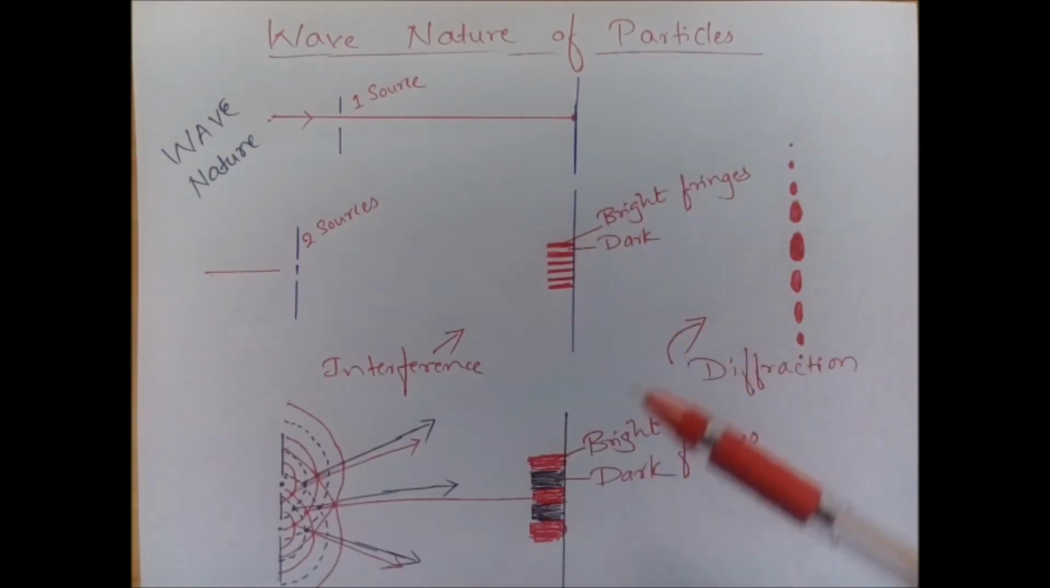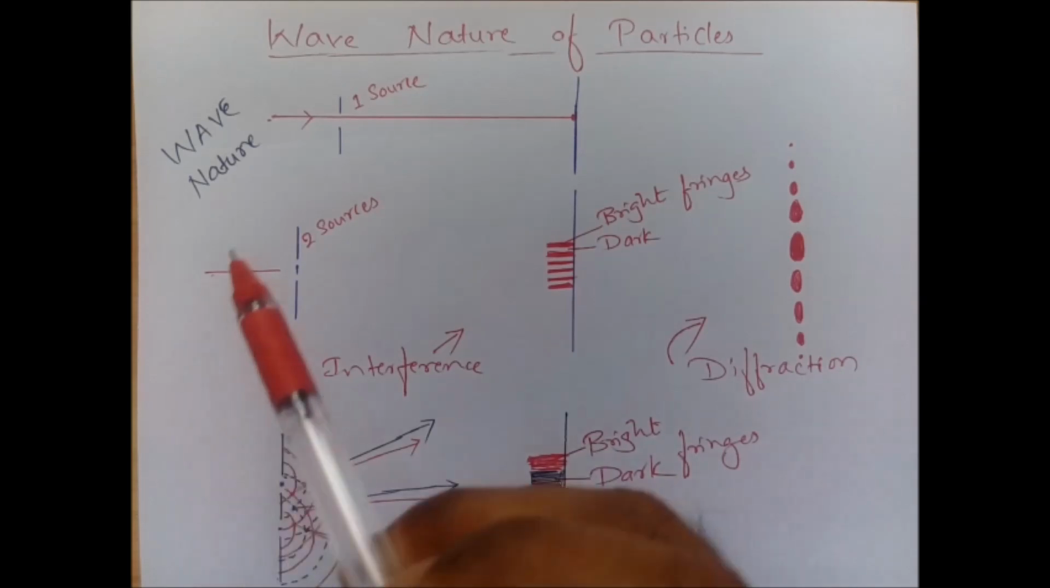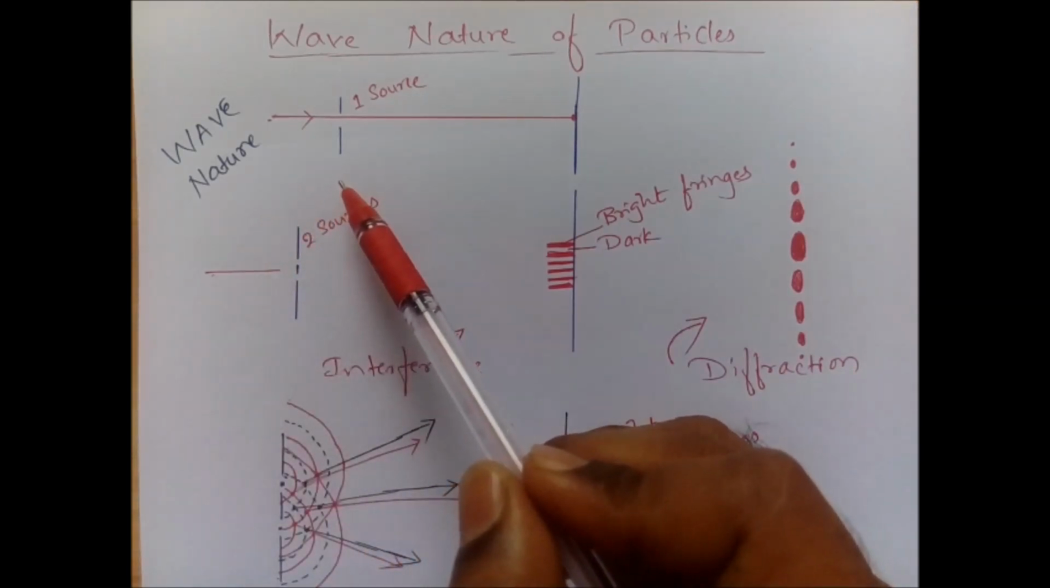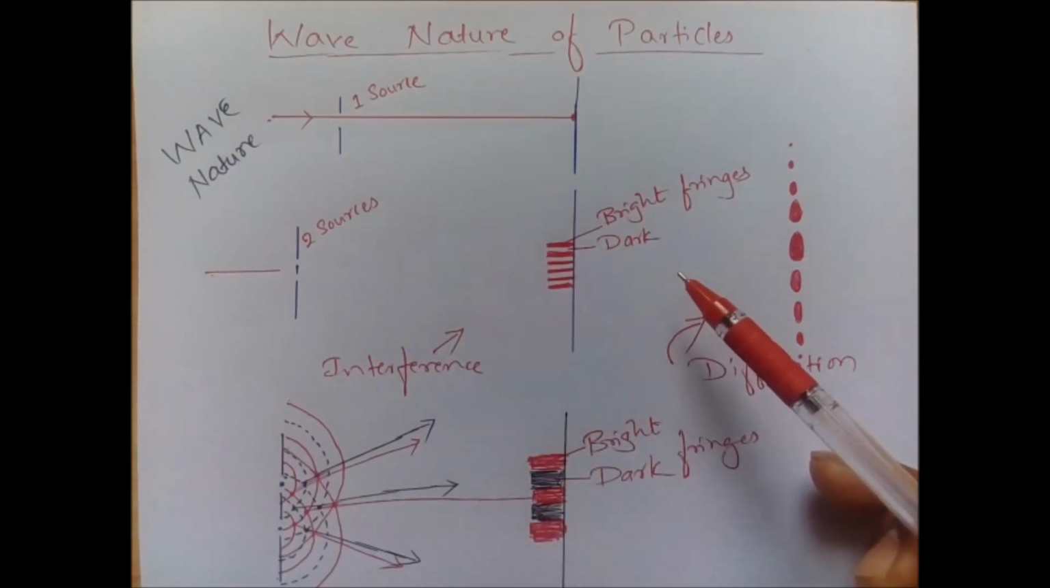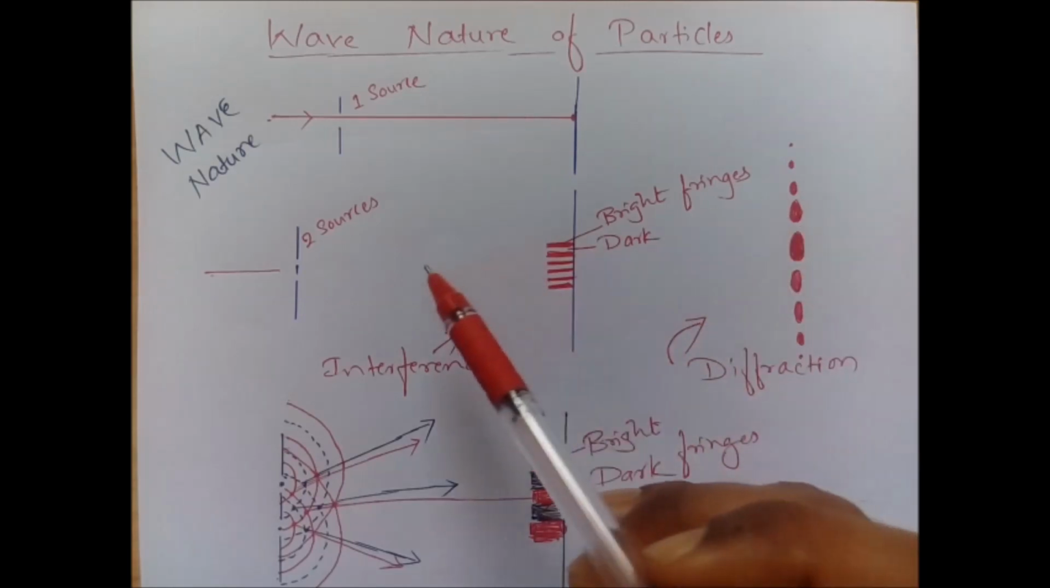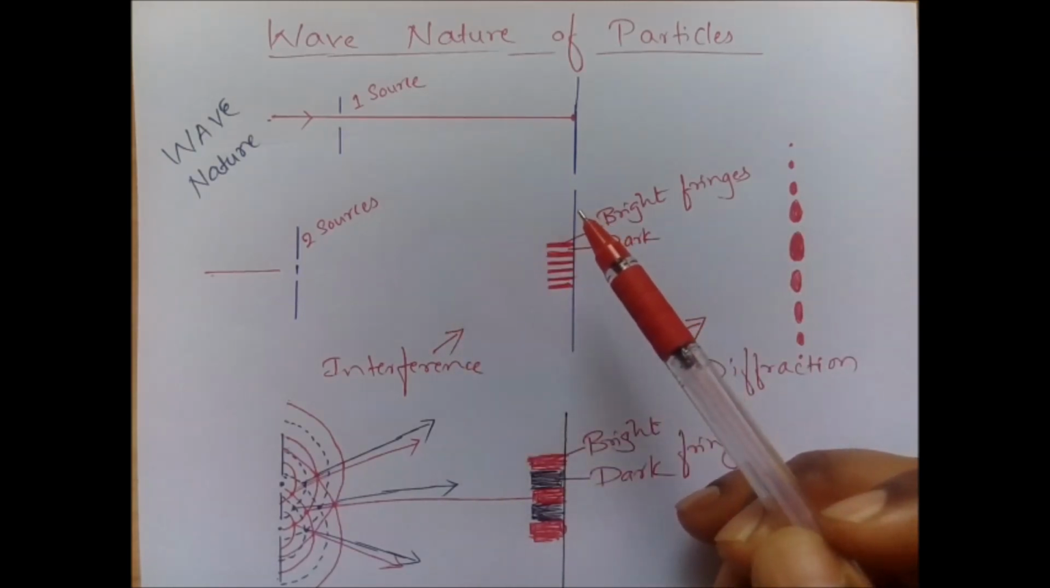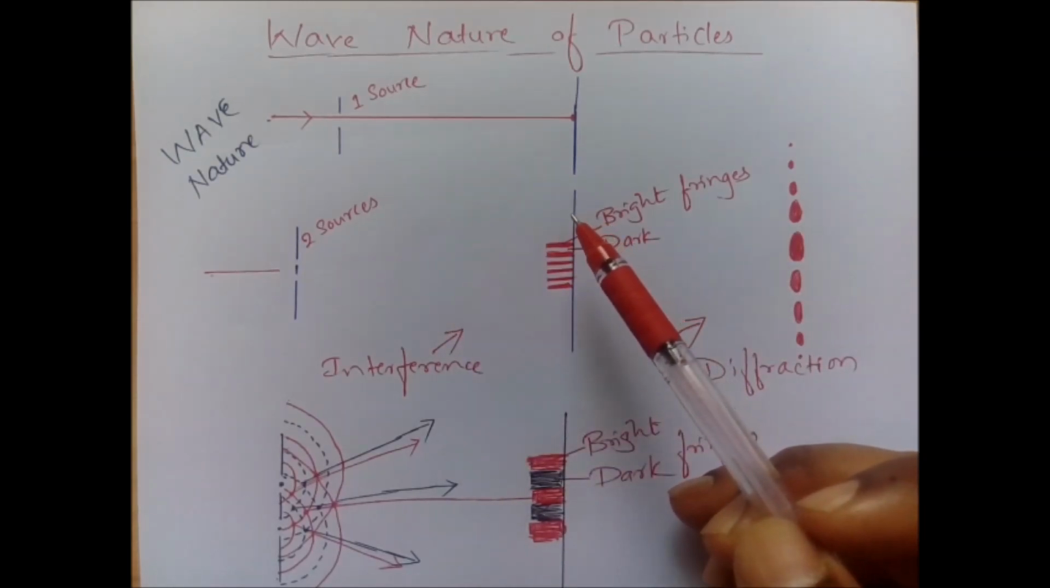For that we have the evidence that light has wave nature, we know, and people agreed that light has got wave nature. And for that wave nature, what are the experiments? The experiments for that are interference and diffraction. So from these two things we can say that light has got wave nature.